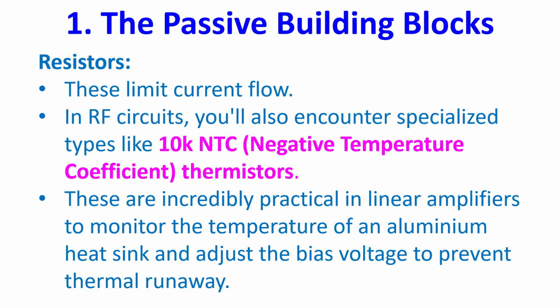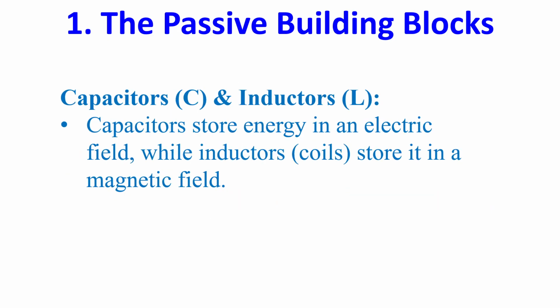In RF circuits, you'll also encounter specialized types like 10K NTC, negative temperature coefficient thermistors. These are incredibly practical in linear amplifiers to monitor the temperature of an aluminum heatsink and adjust the bias voltage to prevent thermal runaway. Capacitors and inductors.